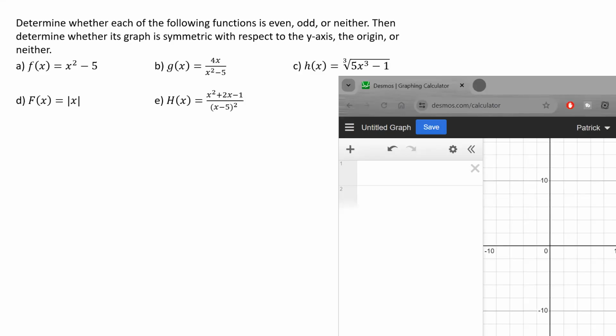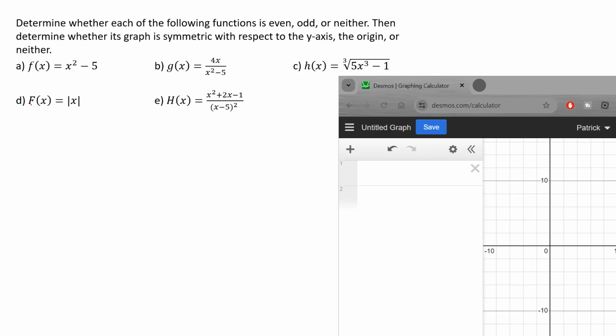Guys, Mr. Antonucci here, and in this example, we want to determine whether each of the following functions is even, odd, or neither, then determine whether its graph is symmetric with respect to the y-axis, the origin, or neither. So the first one is f of x equals x squared minus 5.